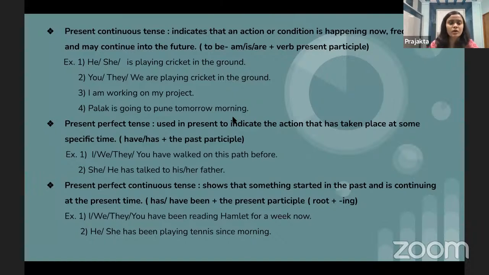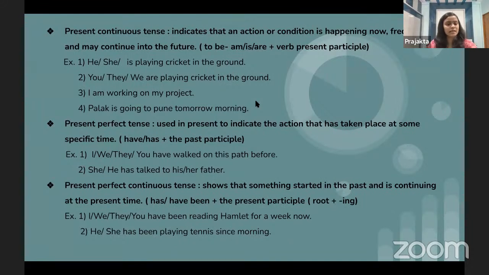Okay, so we are talking about future tense. But in the present, if we want to state what we are going to do in future, we can construct our sentence by using going to, like Palak is going to Pune tomorrow morning. कि Palak कल सुबह पुणे जाने वाली है.